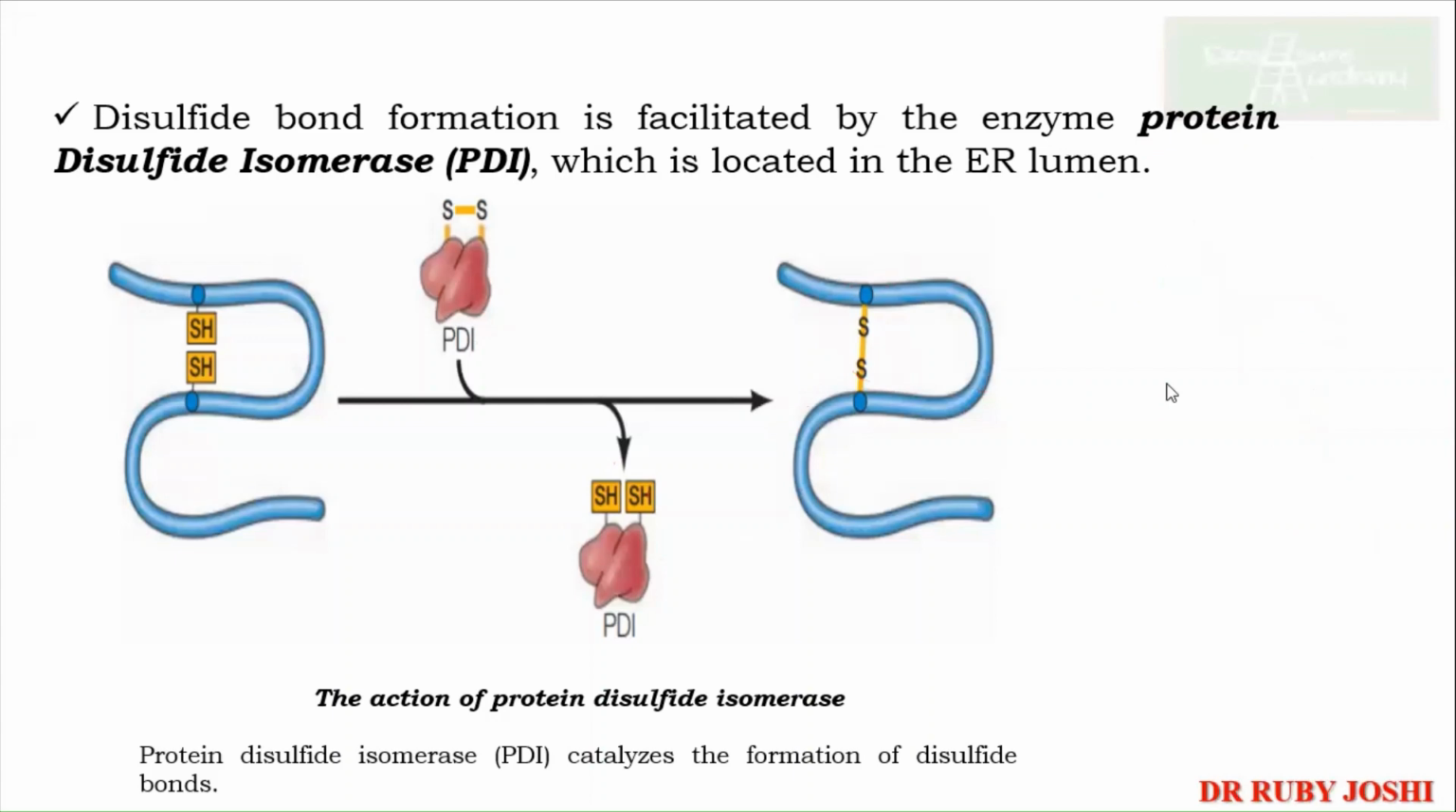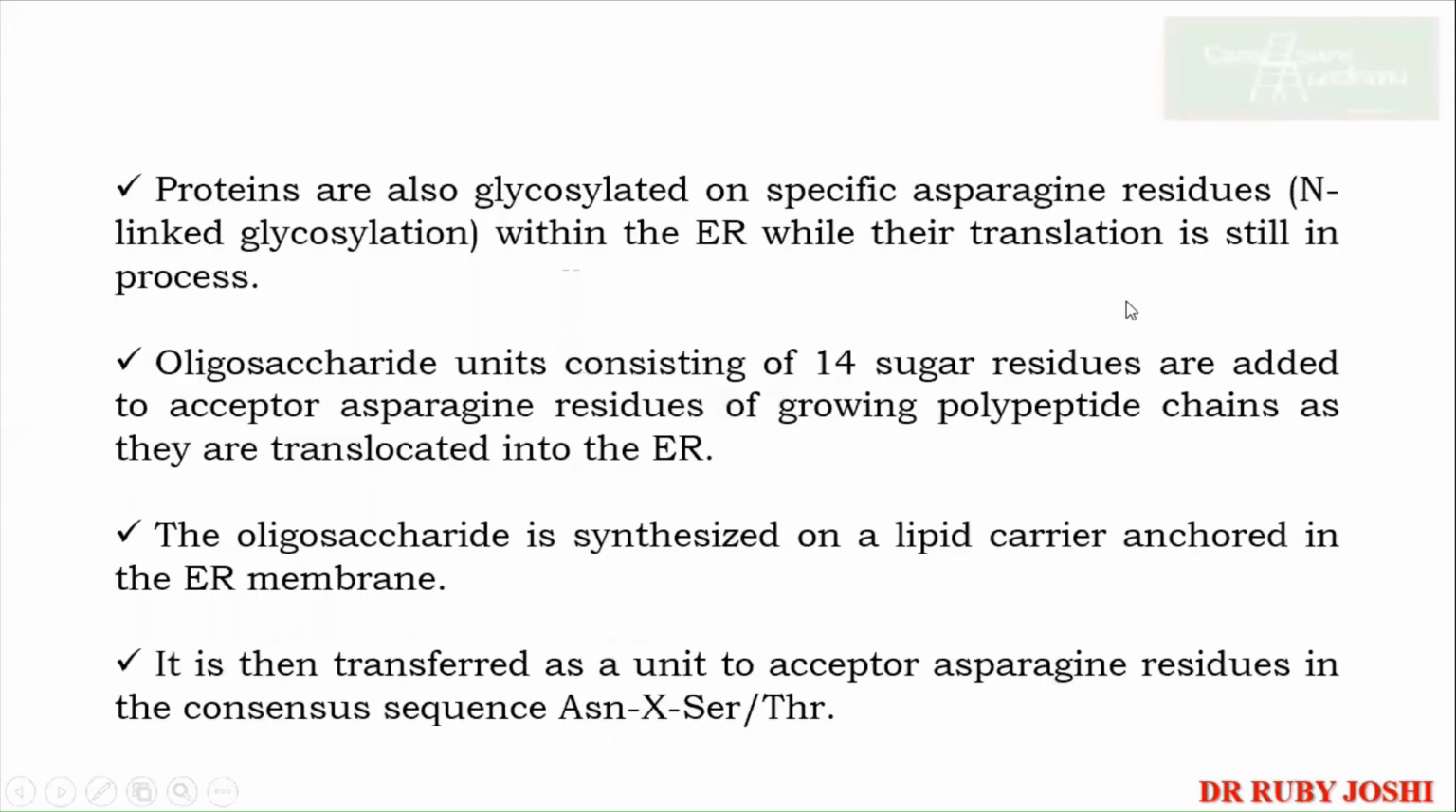Okay. So the another resident protein in the ER is your PDI. So first one is your BiP protein, the second one is your PDI. Now, proteins which are glycosylated on specific asparagine residues. So as I said, at the ER you have N-linked glycosylation, and N is only possible in the case of asparagine. Now, oligosaccharides, around 14 sugar residues, are added to the asparagine residues of a growing polypeptide chain as they are translocated into the ER.